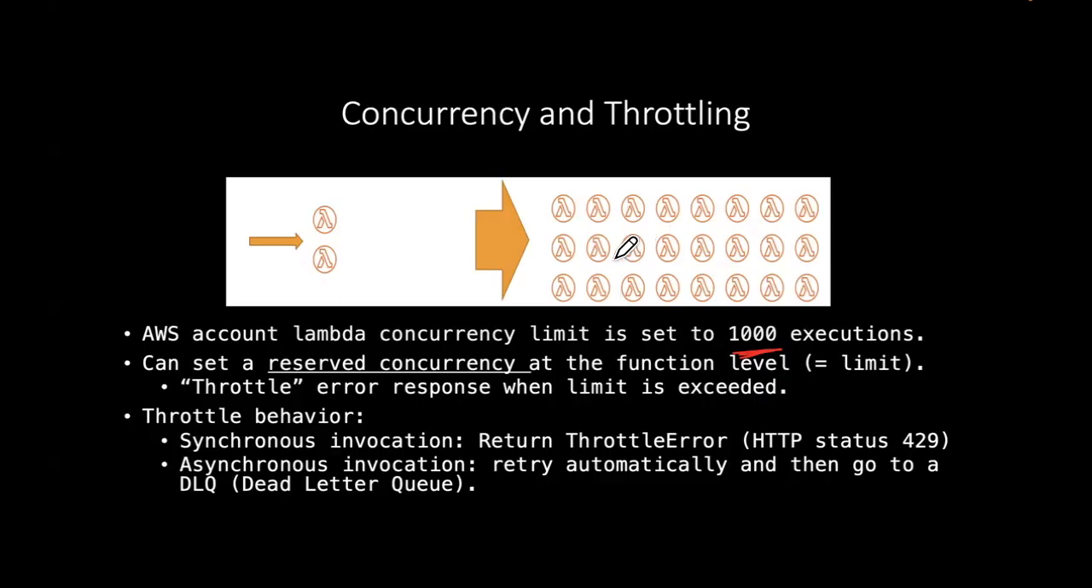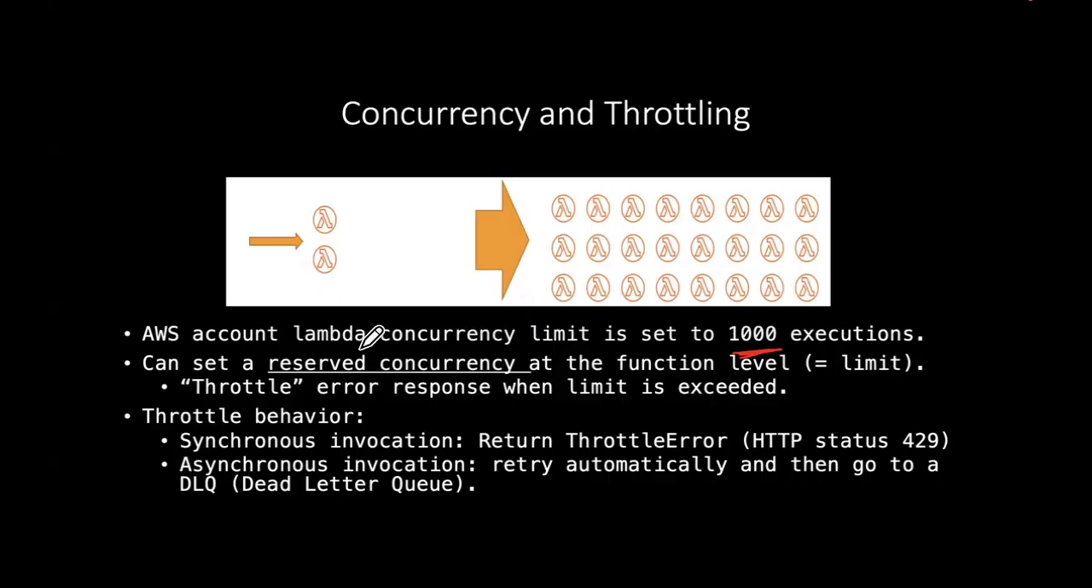But you may not want to allow the Lambda service to scale up to 1,000 for a particular Lambda. So what you can do is set what's called the reserve concurrency. This is something that you would set, in our case, in the CDK code. You set it to a number, and that then becomes the upper limit for a particular Lambda function.